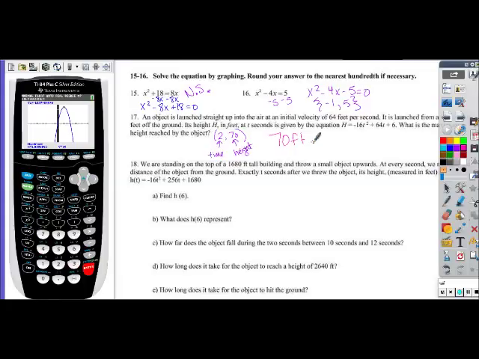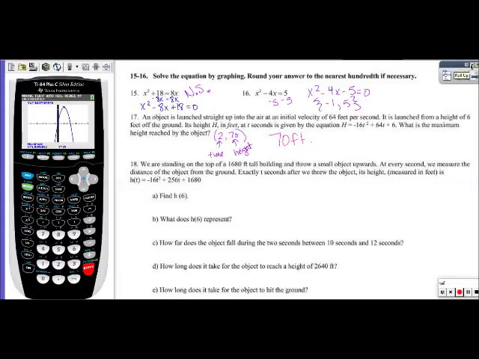feet. Number 18, we're standing on top of a 1,680 foot tall building and throw a small object upward. At every second, we measure the distance of the object from the ground. Exactly t seconds after we threw the object, its height measured in feet is given by that equation. So I'm going to pause and put that in y equals. Okay, so it's in y equals. I'm going to go ahead and press graph even though I'm on my settings from last time. And I can't see enough of the x or the y axis, so I'm going to go to my window.